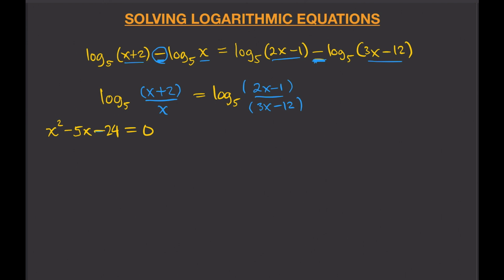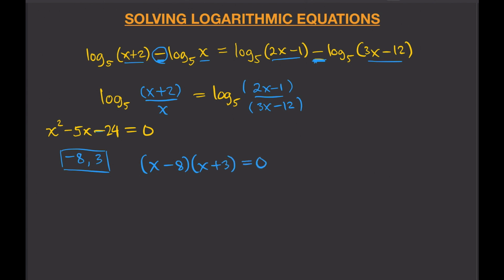Now again, we have to find factors of negative 24 whose sum is negative 5. So that could be negative 8, positive 3. Okay, negative 8, positive 3. If you multiply these two numbers, it gives you negative 24. If you add these two numbers, it will give you negative 5. Okay, and so therefore our equation now becomes x minus 8 times x plus 3 equals 0.